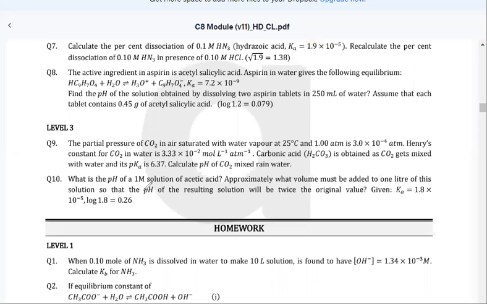Now, next. Approximately what volume must be added to 1 liter of the solution so that the pH of the resulting solution will be twice the original solution? So see, I can say that 2 pH old.